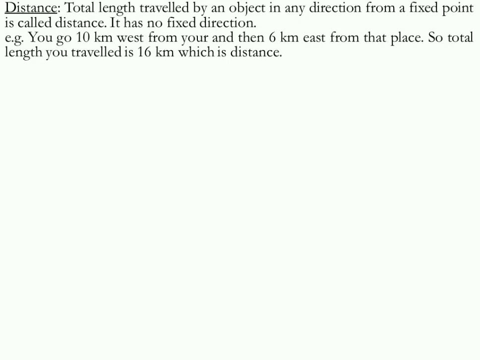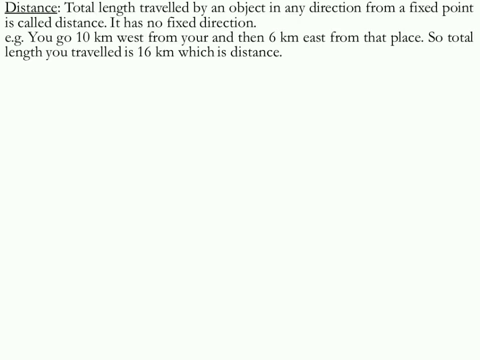At first, let us know about distance. Total length traveled by an object in any direction from a fixed point is called distance. That means it can go in any direction. Direction is not specific here, so it has no fixed direction. As an example, you go 10 km west from your home and 6 km east from that place. So the total length you travel is 16 km, which is distance.